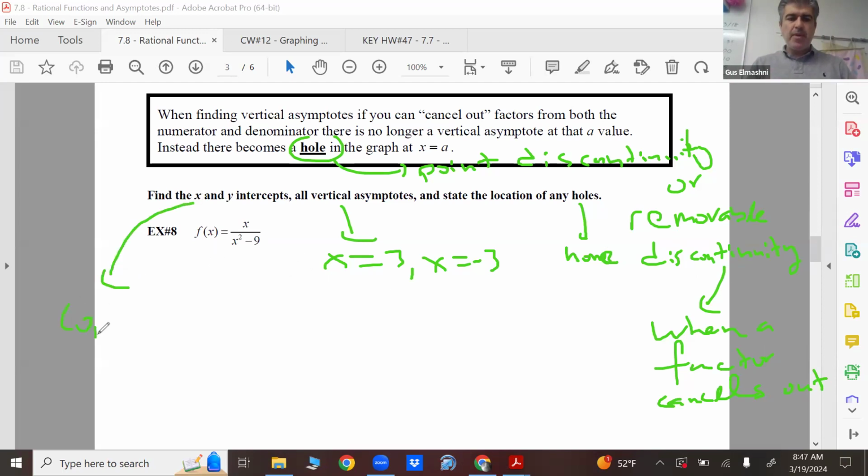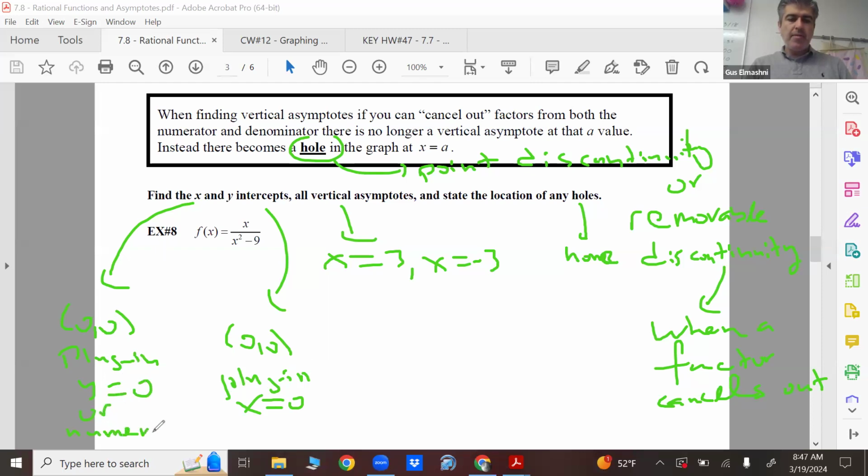X-intercept is 0, 0. Y-intercept is also 0, 0. Remember, here you plug in 0 for x, sorry, and here you plug in 0 for y. Or the numerator has to equal 0. Right? Because if the numerator is 0, the whole thing is 0, because f of x is y. Once you have that, then you can do the graph by making a table and putting all these other things in place. Any questions? We're good? Yeah, cool. All right, great.